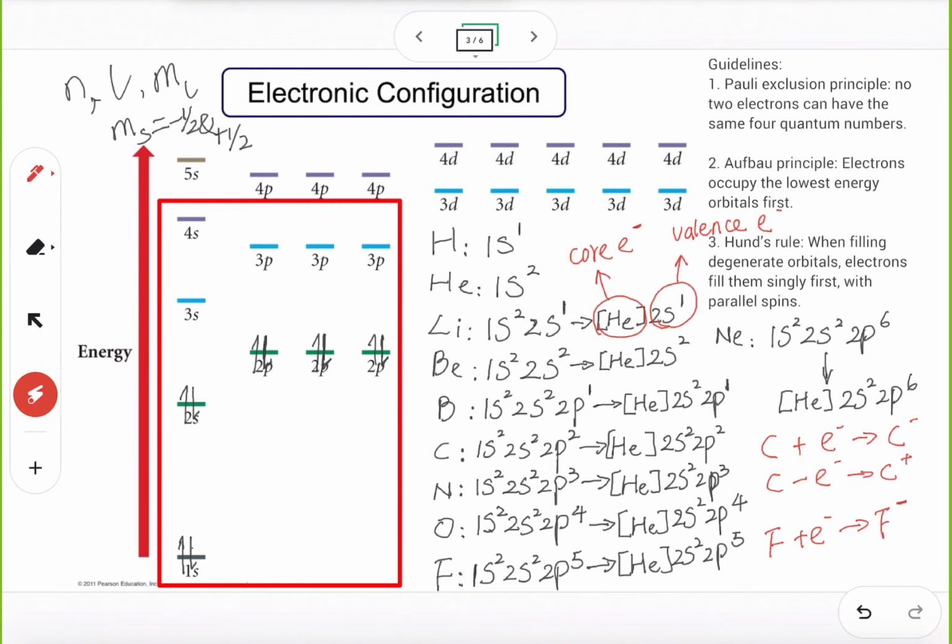All right, now I want you to pause this video and figure out the electronic configurations for the next 10 elements. Go ahead and do that. It will probably take you about 10 minutes if you understand these principles. Identify the full electronic configuration and the noble gas core electronic configuration for the next 10 elements. Okay, please go ahead.